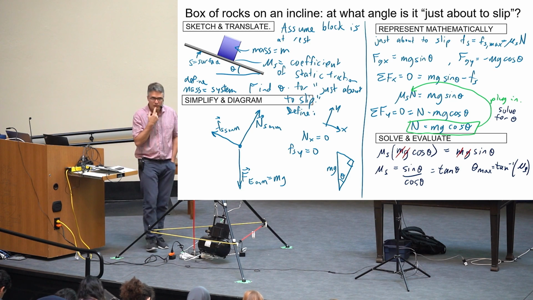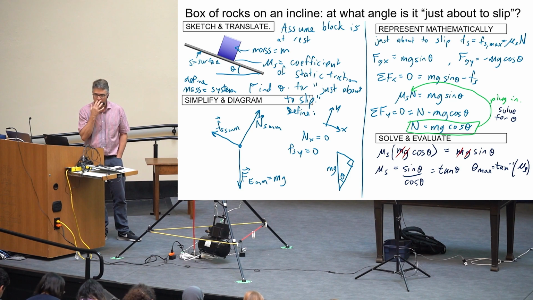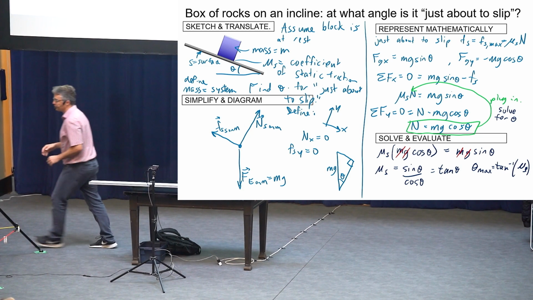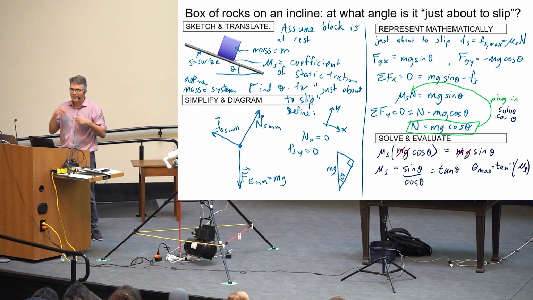So I've got a question for you, a conceptual question, based on this same idea. The angle where it's about to slip, you can measure that in an experiment like we did. Well, what happens if you have an empty box like the one I have, and you start adding mass to it? But you keep that angle fixed. So here's the top hat question.